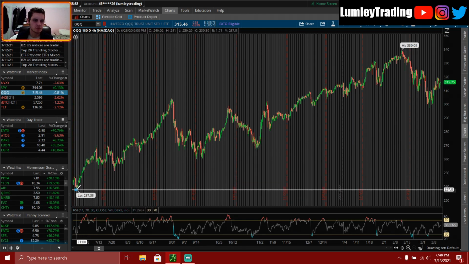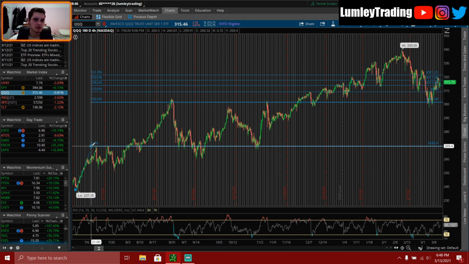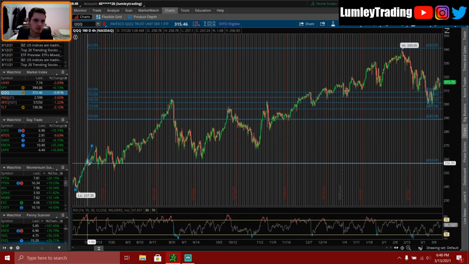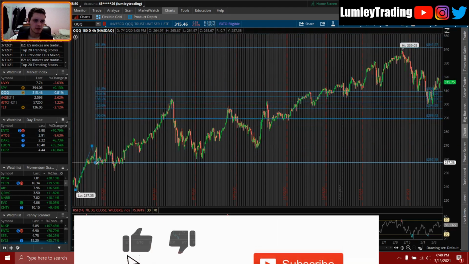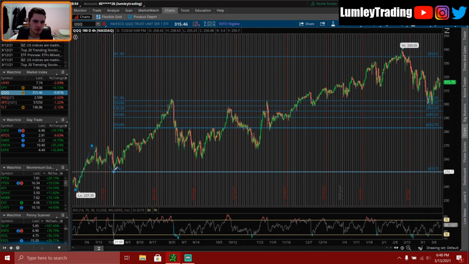So you want to draw it from the swing low, the same as the Fibonacci retracement, to the swing high, and then you click, same as Fibonacci retracements. The only difference now is that you pull down until the pullback low, or the retracement low, which in this case is this red candle here.